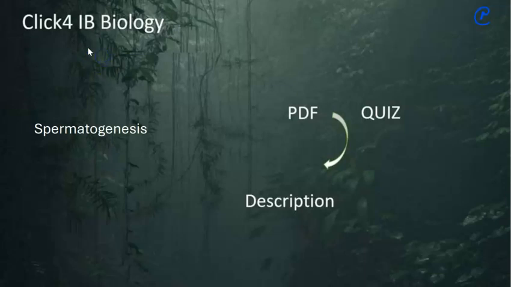We're in topic D3.1 reproduction, and we're now going on in this video to look at the process of spermatogenesis, which is the production of viable sperm cells.